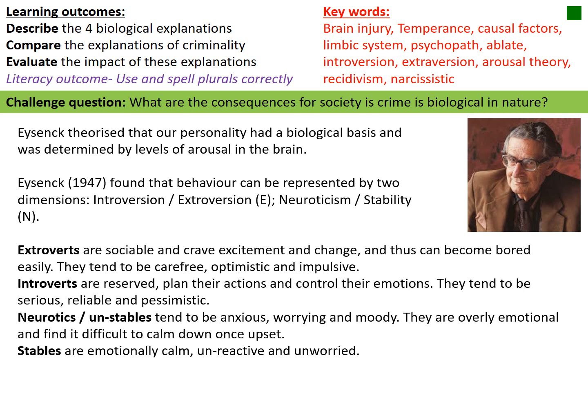Neurotics are also known as unstable just because they're on the other end of the scale from stable. They tend to be more anxious, moody, overly emotional, and can find it quite difficult to control themselves or calm themselves down once they've allowed themselves to become quite upset. Whereas stable people might be emotionally very, very calm. They might not be particularly reactive to situations.